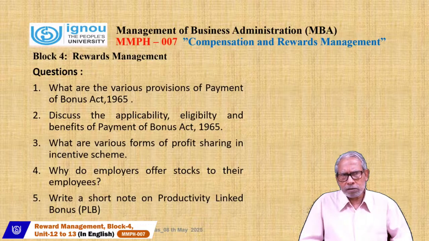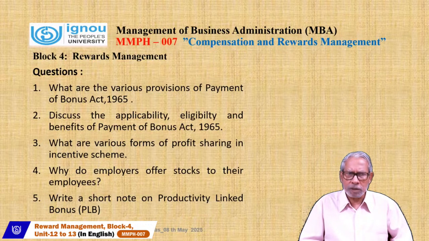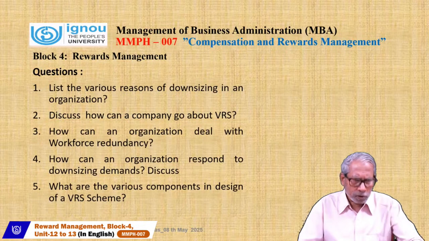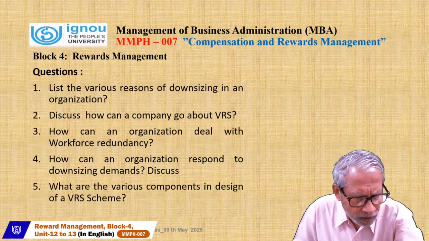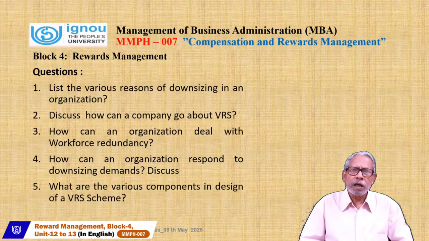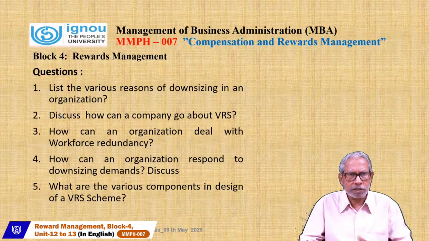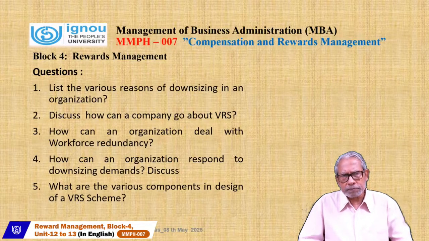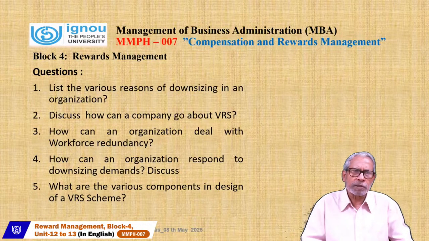So these are the 5 questions from your unit number 12, the bonus act, all these things. Now coming to another part, that is your last unit, where the allowances part is there, and why downsizing is required. List the various reasons for downsizing in an organization. Then you have to list out the reasons behind it, which you have already discussed. So you have to list out the things and explain a little bit.